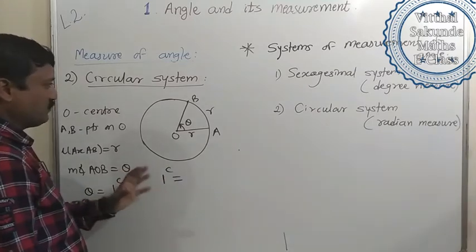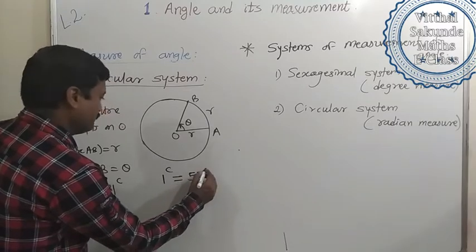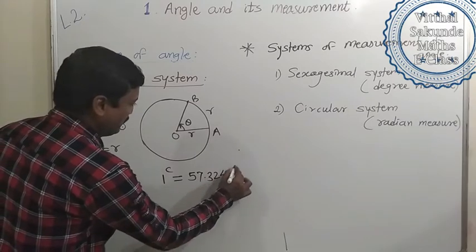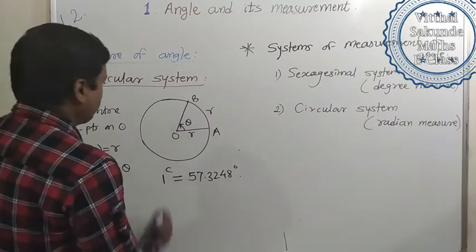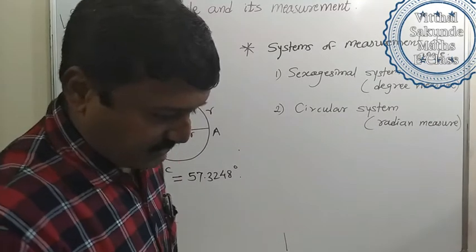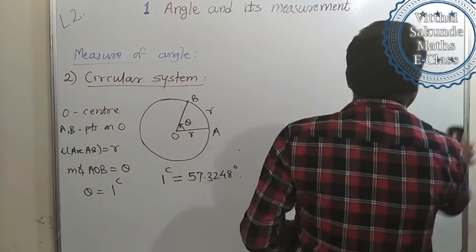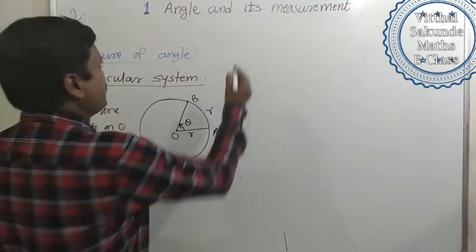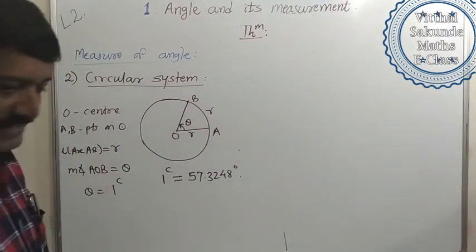So 1 radian is how much angle? It is approximately 57 degree, 57.3248 degree. This angle is near about 57.3248. So this is 1 radian. Let us move towards the second. One theorem is there. Let us see that theorem.